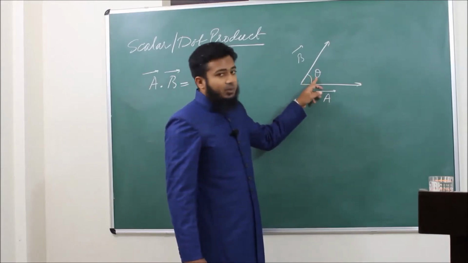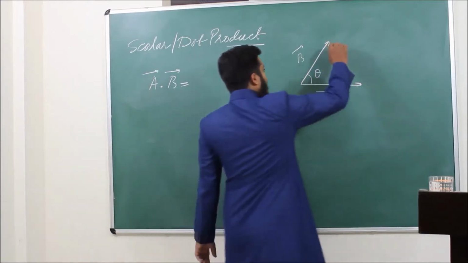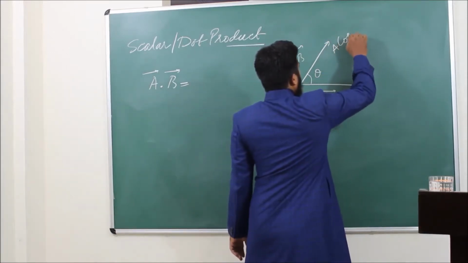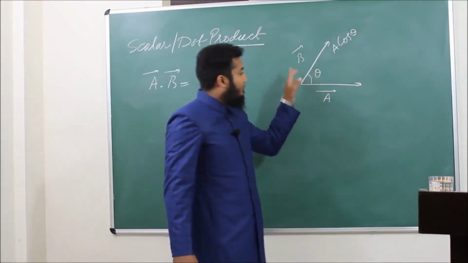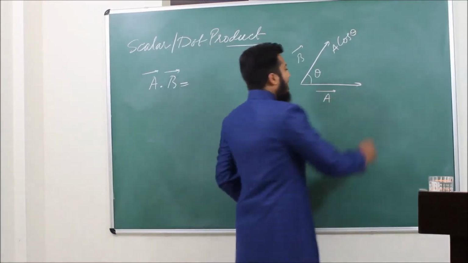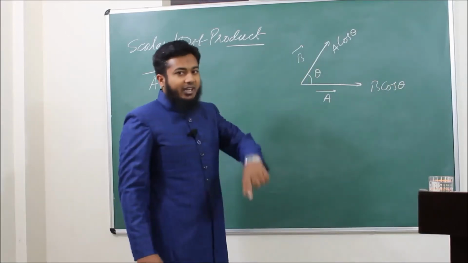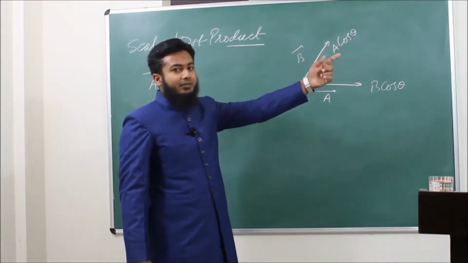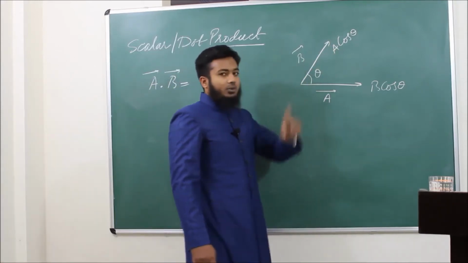For example, if I want to write the component in the direction of B, so you know, on the side where theta is, the component comes in terms of cos. The component in the direction of B will be A cos theta. And similarly the component of B in the direction of A will be B cos theta. So the component of one vector times the magnitude of the other vector.